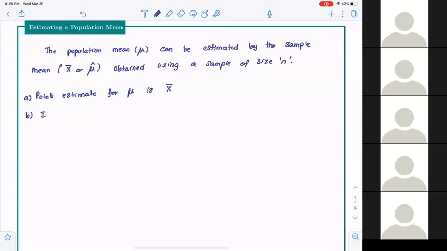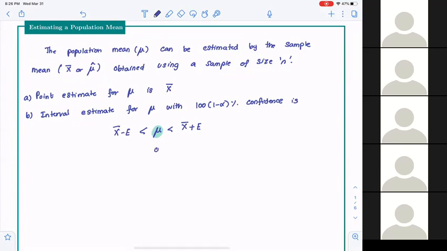The interval estimate with 100 times 1 minus alpha % confidence, just like population proportion, is for the population mean right in the middle, X bar plus E and X bar minus E. Or if you want to use the mu hat notation, mu hat plus E, mu hat minus E. So E is the margin of error.